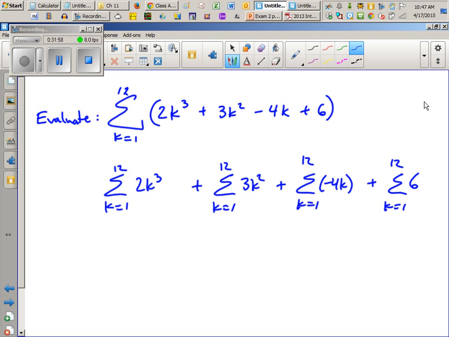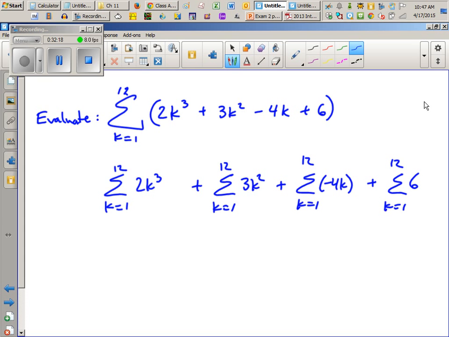So you can think of it as me distributing the sigma to each of the 4 terms, or you can think of it as splitting one summand into 4 summands. This thing is called the summand. This part is the summand. Okay?